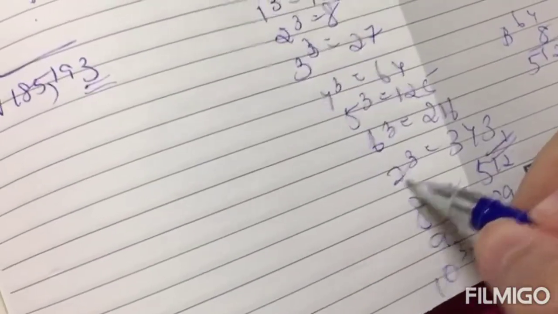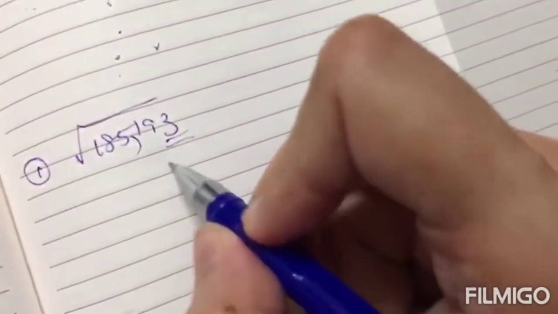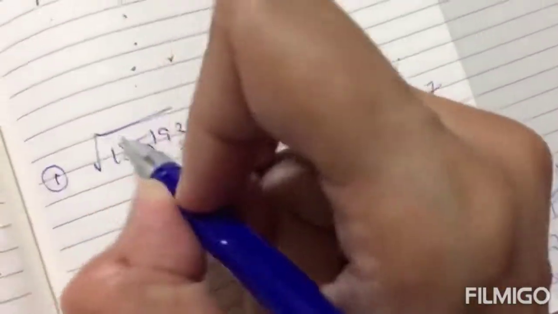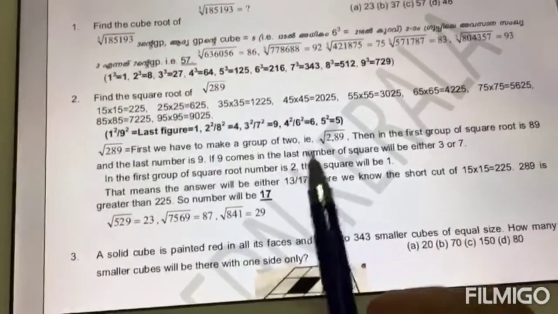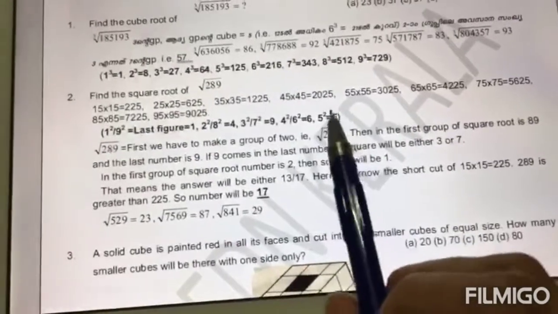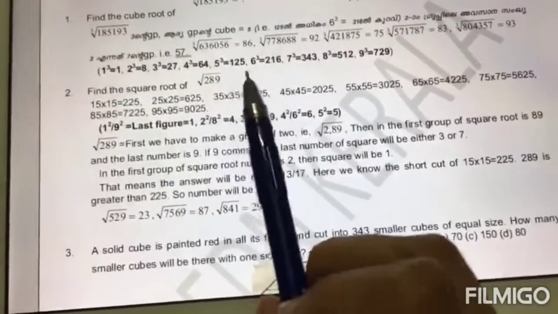So 7 cube, which is 343, is the only cube that ends in 3. So that means the number whose cube this is ends in 7. We have to keep guessing. We'll have to do guesswork. Okay, so we are looking at a huge number, 289.